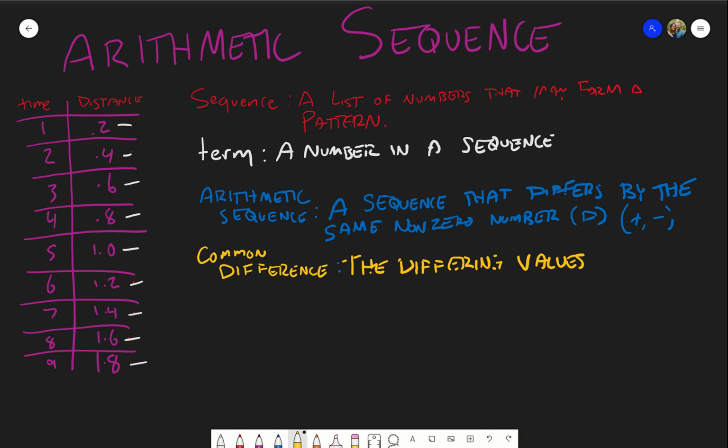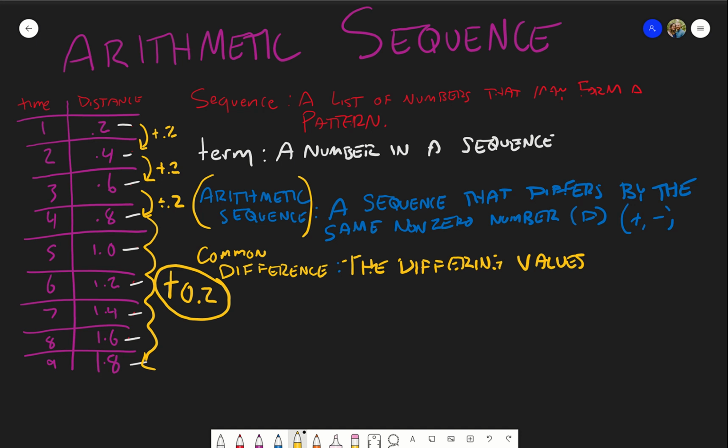So if we were to check this, from 0.2 to 0.4, we go plus 0.2. From 0.4 to 0.6, plus 0.2, plus 0.2, and so on, and so on. Forever and ever, we are adding 0.2. This right here would be the common difference, and because it has a common difference, it is an arithmetic sequence.